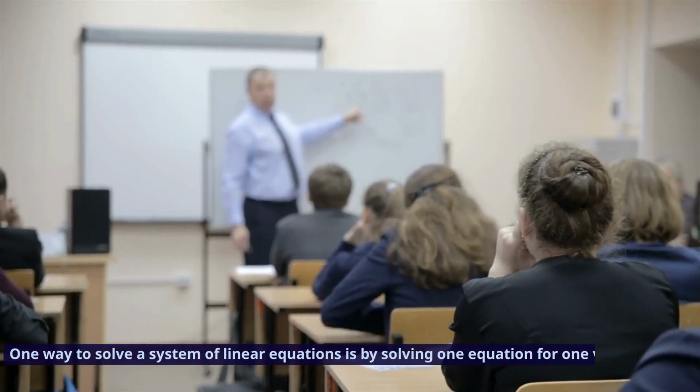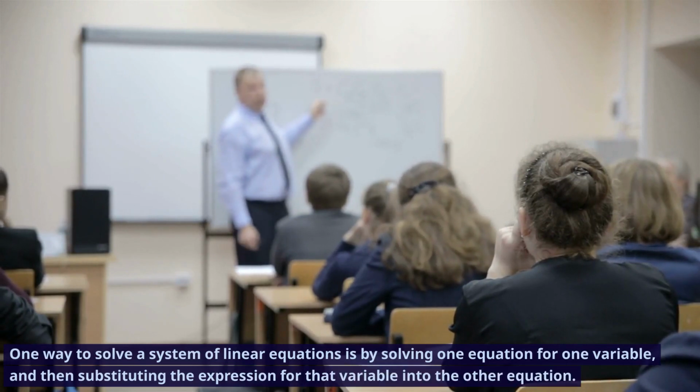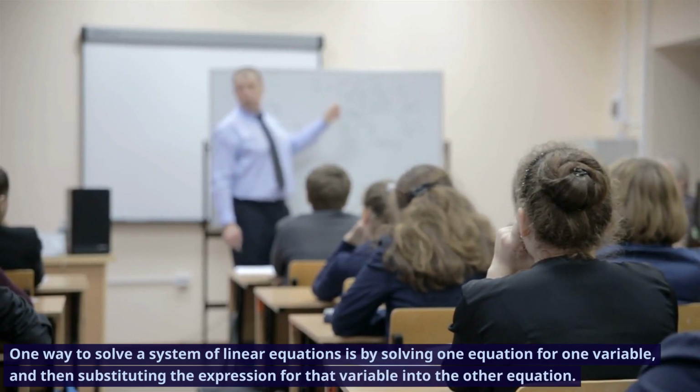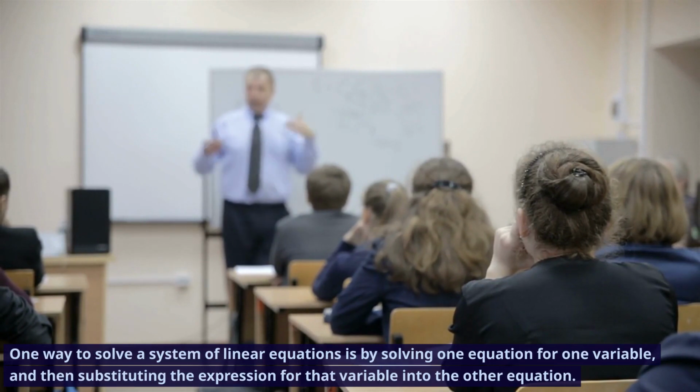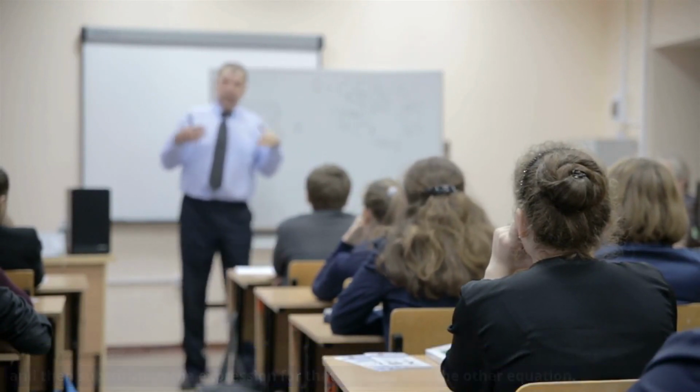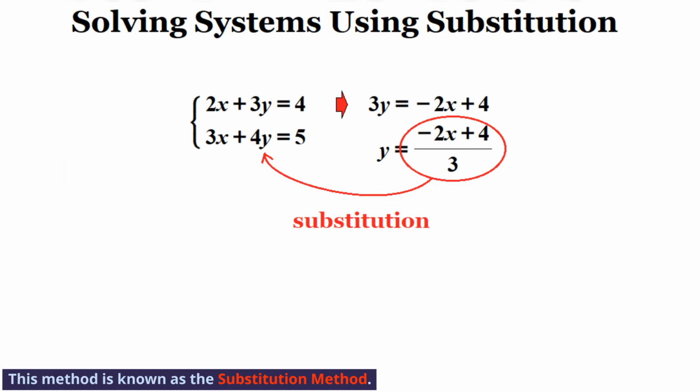One way to solve a system of linear equations is by solving one equation for one variable, and then substituting the expression for that variable into the other equation. This method is known as the substitution method.